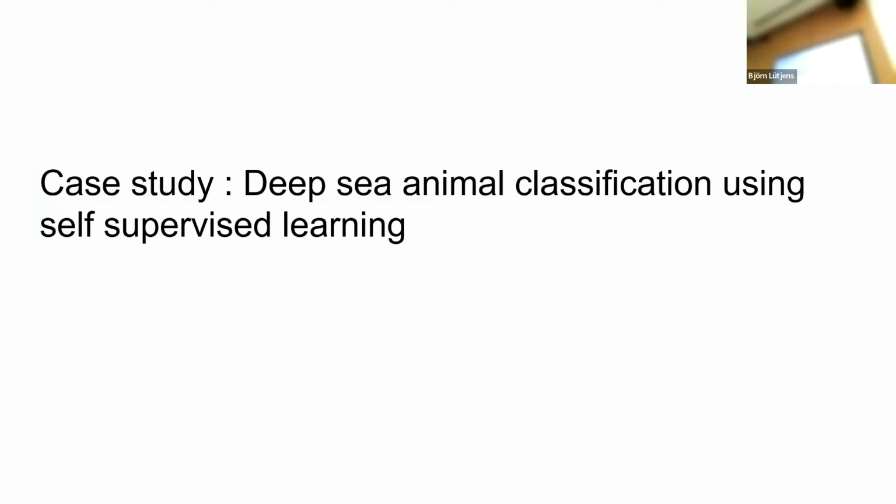Now I'll talk about how I actually used these methods in an internship I did at the Monterey Bay Aquarium Research Institute this summer. They have been collecting deep sea data from the same spot, or a small subset of spots, in the ocean for many years, like 30 years. They have lots and lots of annotated data, but they also have loads and loads of images of animals where you have no labels.